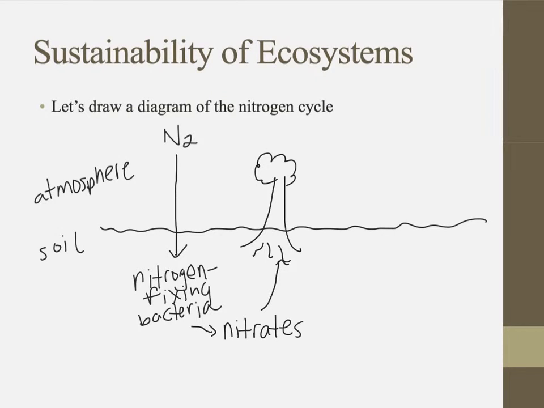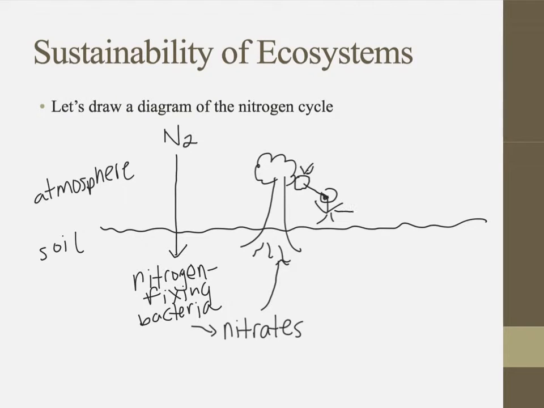So let's say that this tree produces an apple, and that a human comes along and eats the apple. Then that nitrate, or nitrogen, has now gone from the atmosphere into the soil. The bacteria turned it into a nitrate. The nitrates became part of the plant, and those nitrates became transferred to the human when the human ate part of the plant.